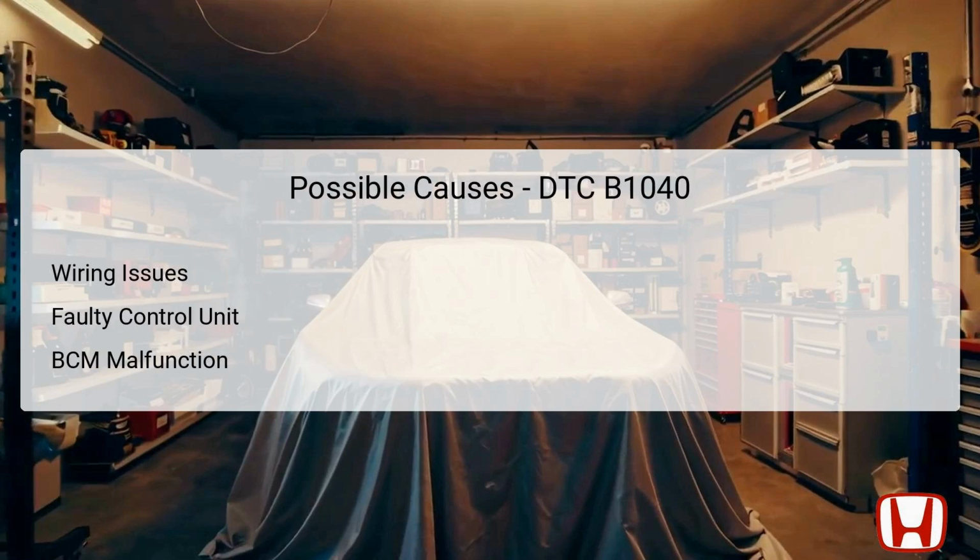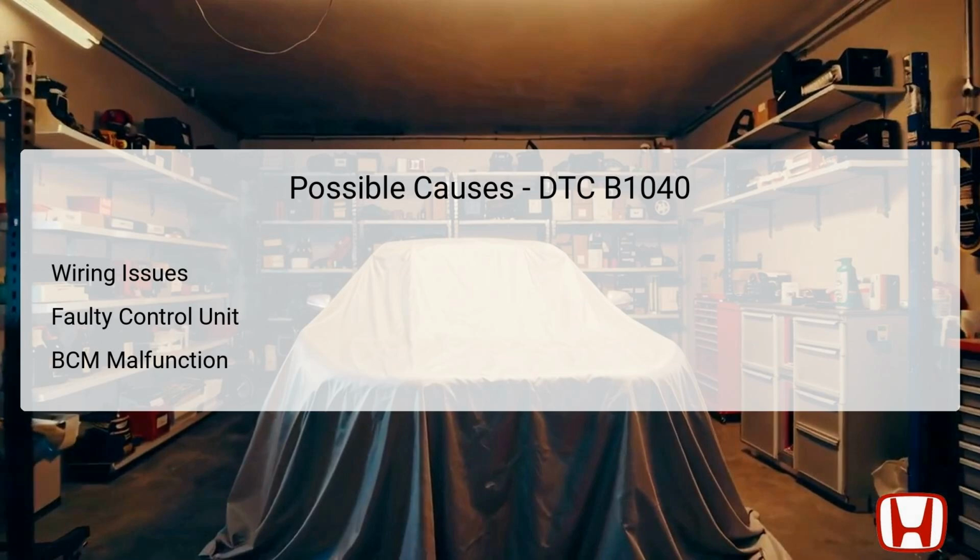Several possible causes can trigger DTC B1040, starting with wiring issues. Damage, corrosion, or shorts within the wiring harness that connects the BCM to the windshield wiper control unit can disrupt communication. Such problems often manifest as poor or intermittent contact within the connectors.